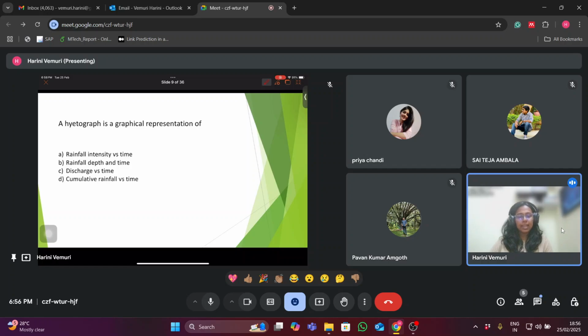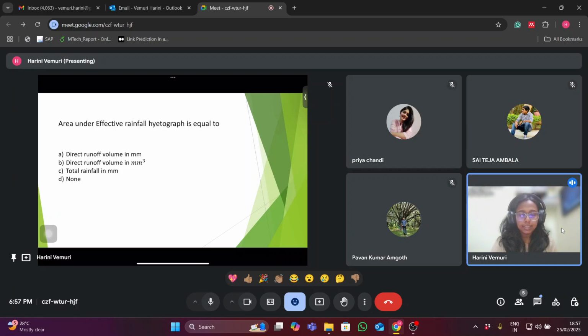So the next question is, a hydrograph is a graphical representation of option A, rainfall intensity versus time. Option B is rainfall depth versus time. Option C is discharge versus time. Option D is cumulative rainfall versus time. So we have discussed in the rainfall lecture that hydrograph is a plot between rainfall intensity and time. So the option will be option A, rainfall intensity versus time.